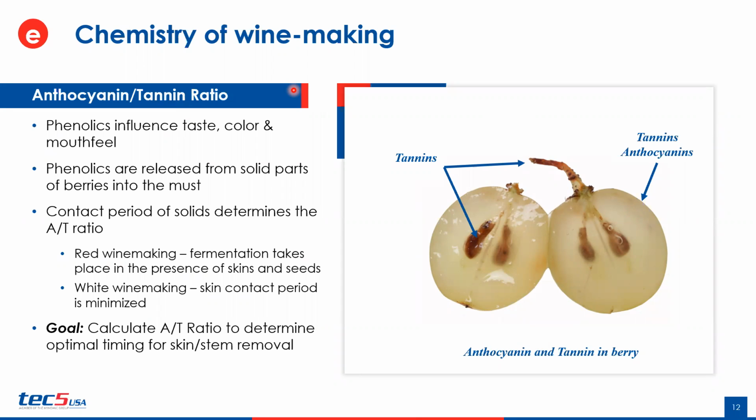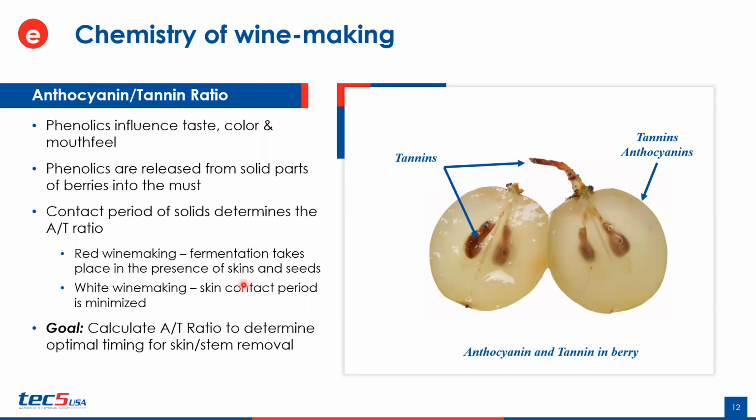And these phenolics are released from the solid parts of the berries into the must. In the case of the tannins, it is in the location of the seeds, the stems, and the skins. And the anthocyanins are primarily located in the skins. So this time period that they're located in the must is a critical parameter to influence the anthocyanin to tannin ratio. So getting this optimal ratio between the two, which is on the order of 1 to 4 or so, can be done with spectroscopy.